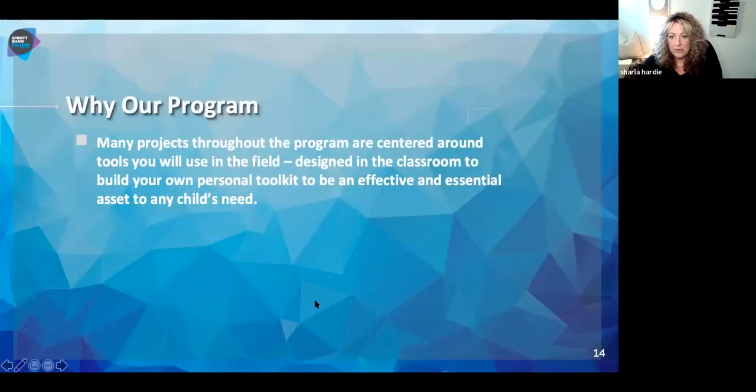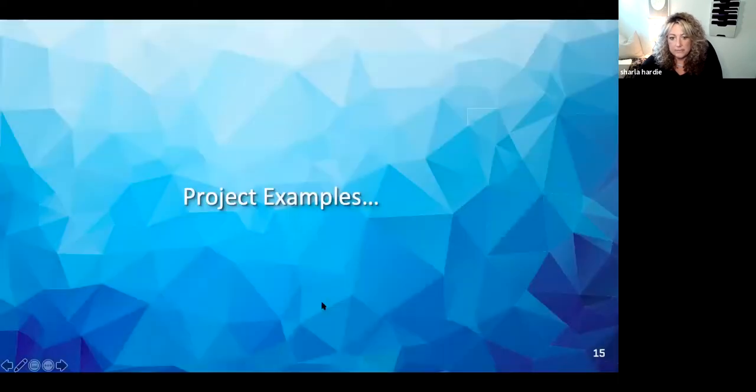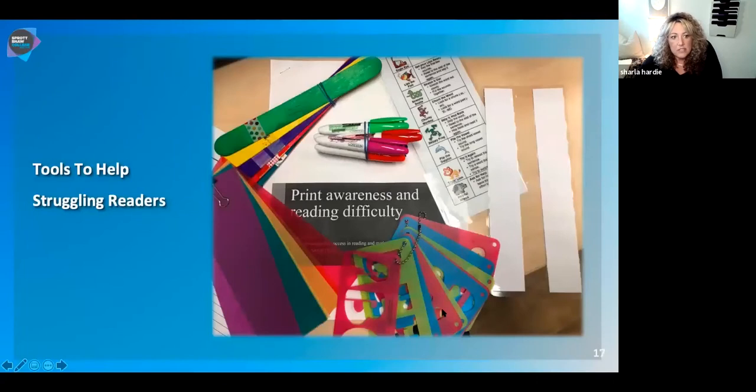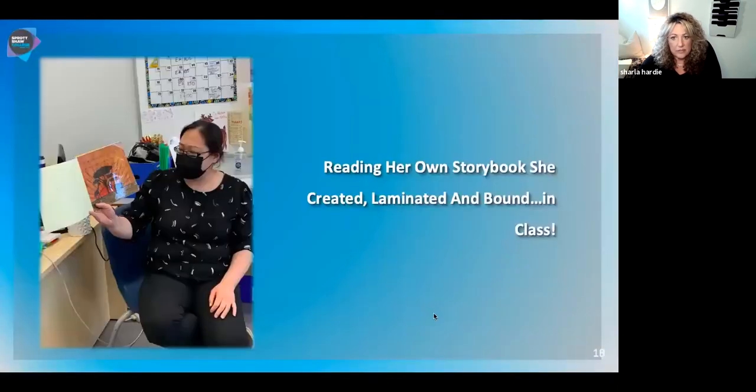Many projects throughout the program are centered around tools you will use in the field, designed in the classroom to build your own personal toolkit to be an effective and essential asset to any child's need. Some examples: there's a math game created with the student's 3D printer that she'll be able to use in the schools. Tools to help struggling readers, designed by a student, will also be helpful to use with other students in the schools. The student here is reading her own storybook she created, laminated, and bound in class.